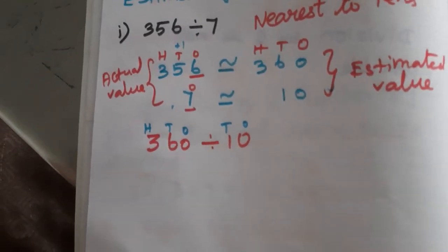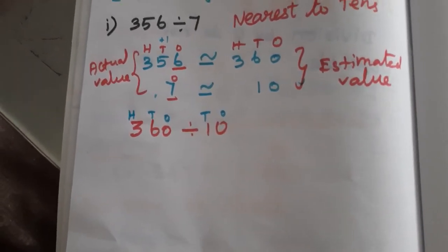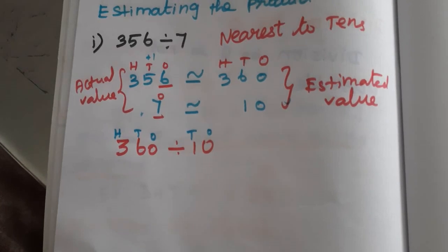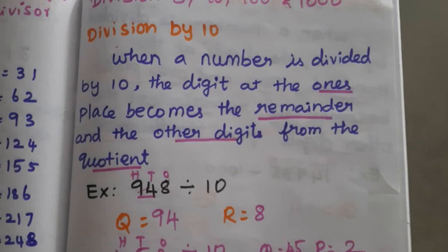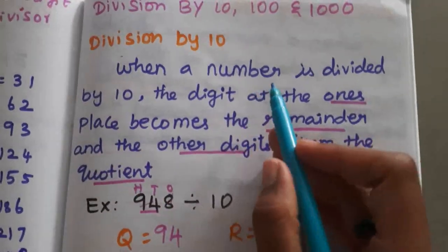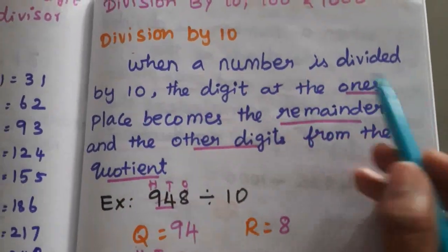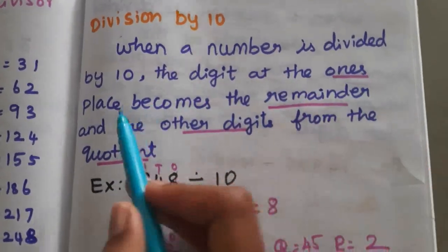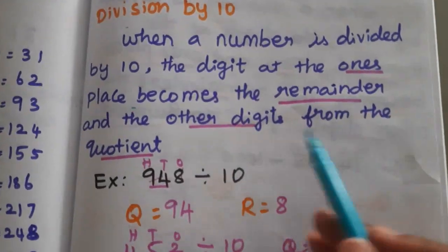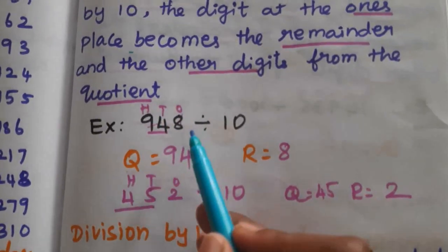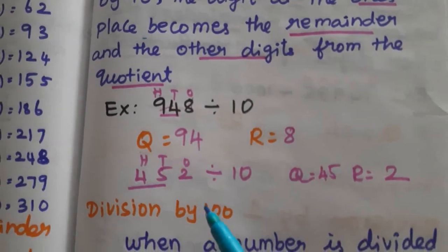Yes. So already we recall that we discussed division by 10, 100 and 1000. You know that concept. Now we have to recall that concept. See, already we discussed the division by 10. What are the procedures? See here, when a number is divided by 10, the digit at the ones place comes as the remainder. The ones place comes as a remainder, other digits come as a quotient. So see that example, what is the ones place? It's 8. So that is the remainder, remaining places is the quotient.